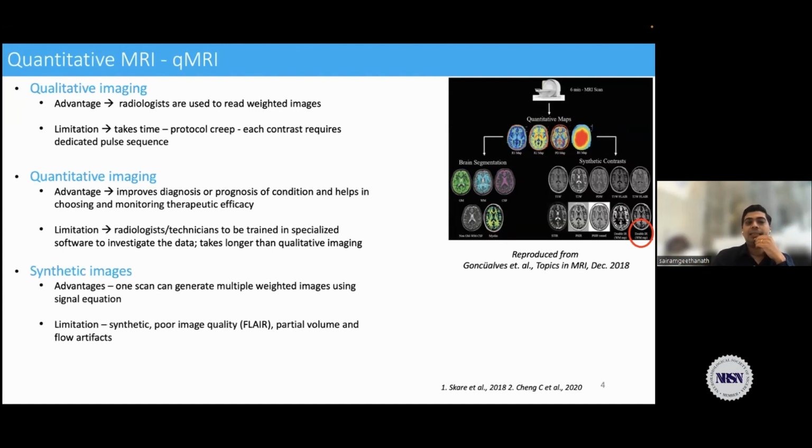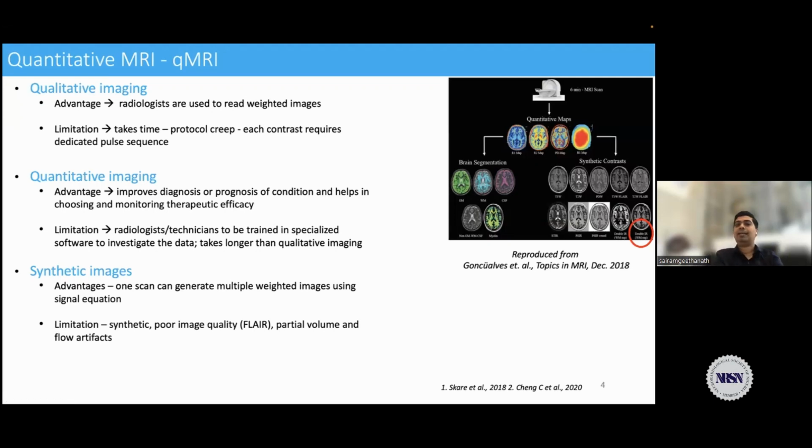There is this new realm of synthetic images. We've always used them for simulations, but now they've been looked at closer for translational and research use, which is, can you generate multiple weighted images using the MR physics that we really understand? And on the image on the right, if you see my mouse cursor, you can see if you actually generate certain parametric maps, you can then use MR signal equations to generate a whole bunch of MR contrast, but these are synthetic. But they usually tend to be poor image quality.